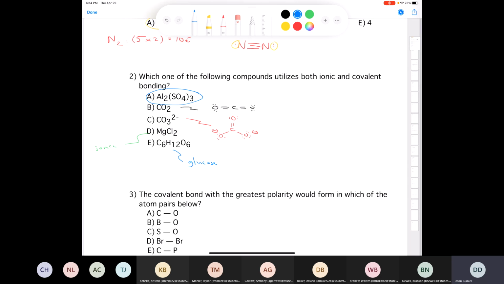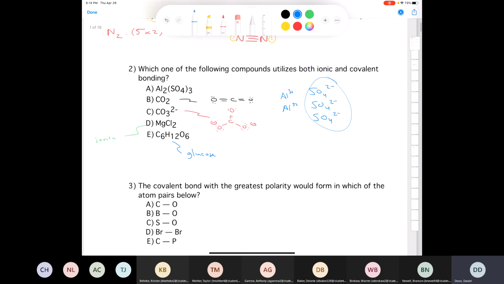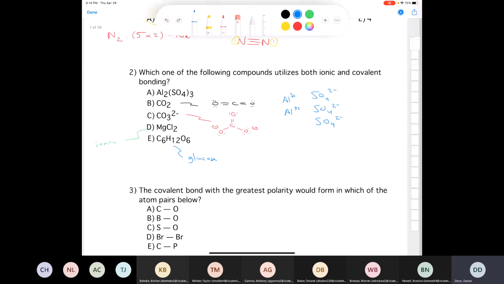However, if I look at aluminum sulfate, I have the sulfate polyatomic ion. I have 3 of those, SO4 2 minuses, right? And those are all ions. And then I also have 2 Al3 plus ions, right? The Al3 pluses, those are metals. The sulfates, those are nonmetals. They're anions. And so I have the ionic bond between the positively charged cation, the negatively charged anion.